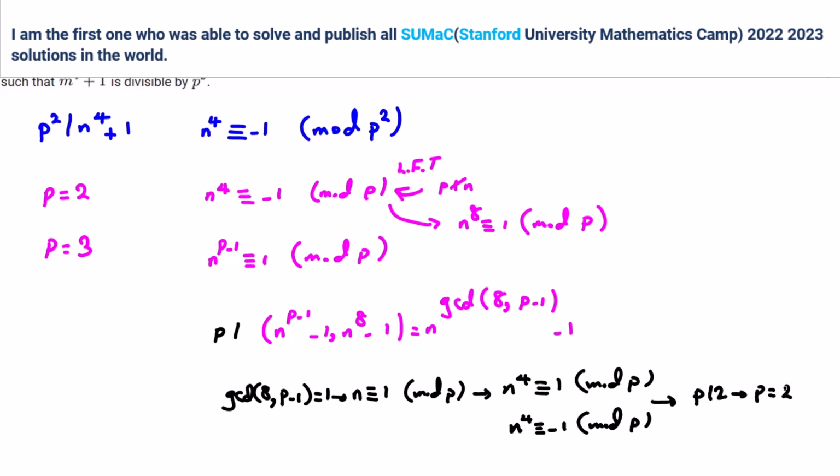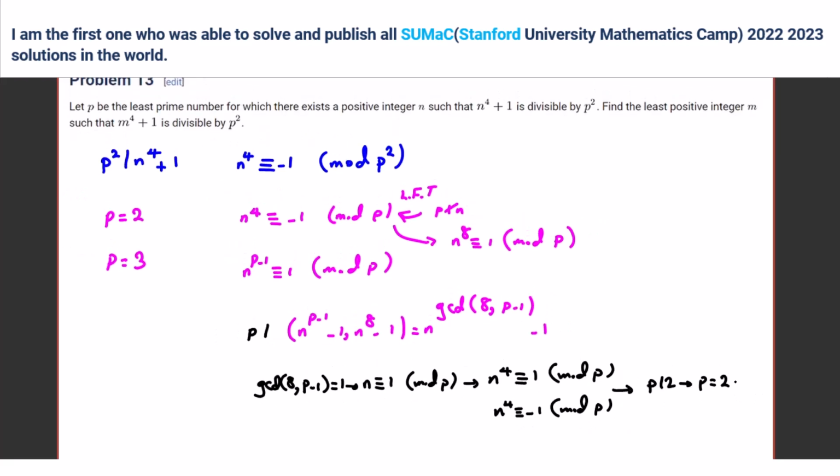So we should reject why p is not 2, right? Try to reject why p is not 2. It's not possible because if p is 2, then n to the 4 plus 1 has to be divisible by 4, which is not possible because n to the fourth is always 0 or 1 mod 4. So p is not 2.